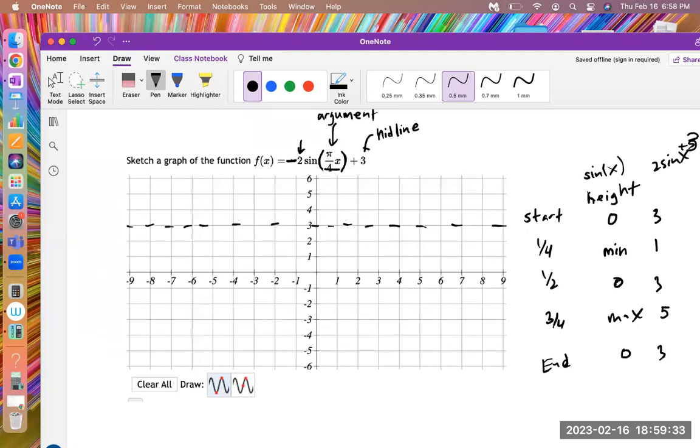Now there's one more thing that we have to go over, and that is that we're multiplying within the argument like that right there. So that means it's going to change our x values.